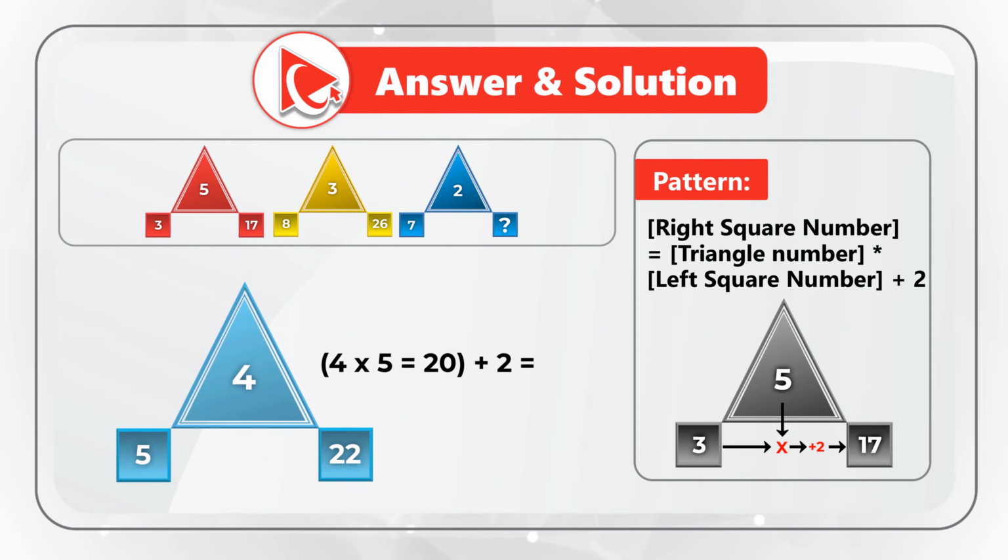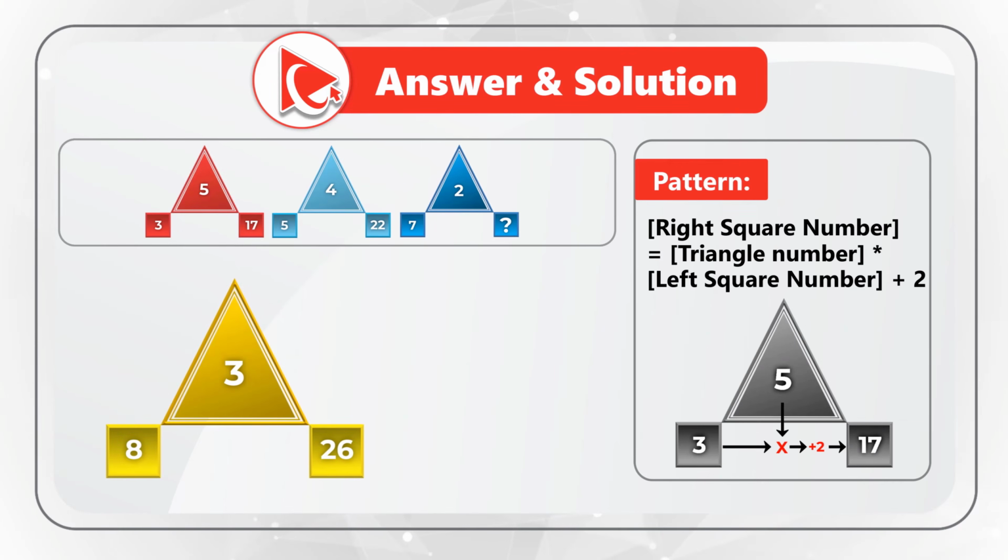Let's look at the second example. 4 multiplied by 5 equals 20, plus 2 equals 22. Now let's move to the third object. 3 multiplied by 8 is 24, plus 2 equals 26.